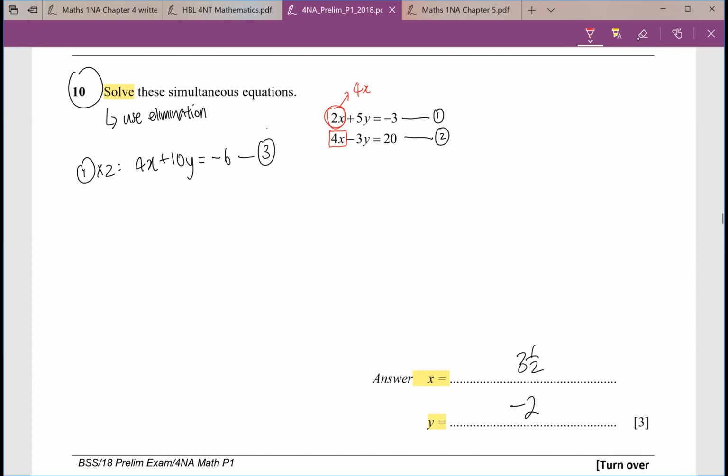Why not make the y the same? Can also. But you see you have 5y and negative 3y, right? How to make these two the same? Times 5, times 3. I can times 3, then I get 15y, and then I times 5. Isn't it super troublesome? Both equations also have to times. But one is negative, one is positive. Still can. Just now you asked me, do you always minus the two equations? Then I said no.